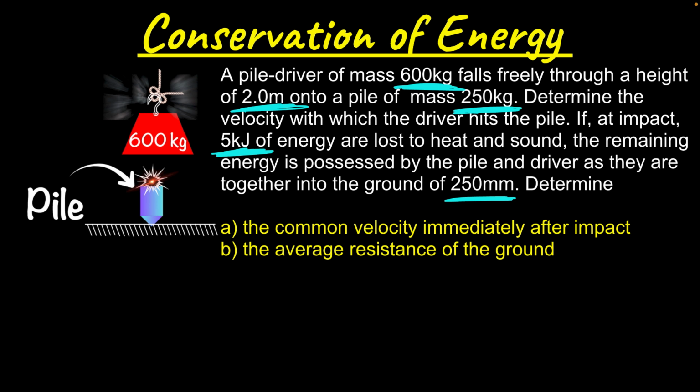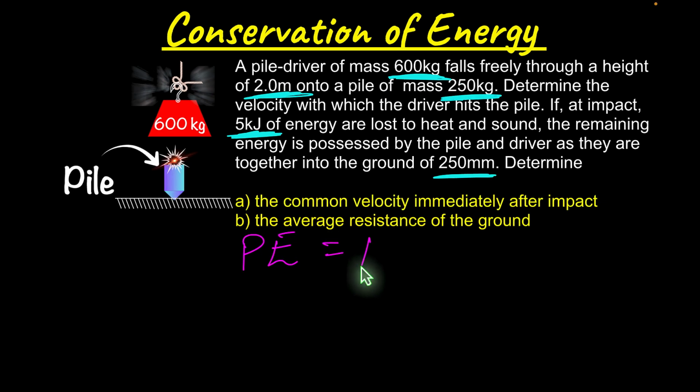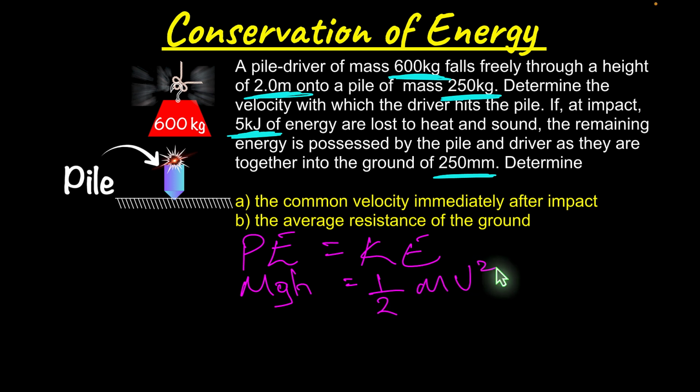Now, one of the first principles that you will come across is that energy cannot be created or destroyed. It can only be converted from one form to the next. And with that, we're going to establish that potential energy will be equal to kinetic energy, and as such we can equate the two formulas. So for potential energy, it's mass times gravity multiplied by height, which is equal to our kinetic energy formula, which is half our mass times velocity squared.